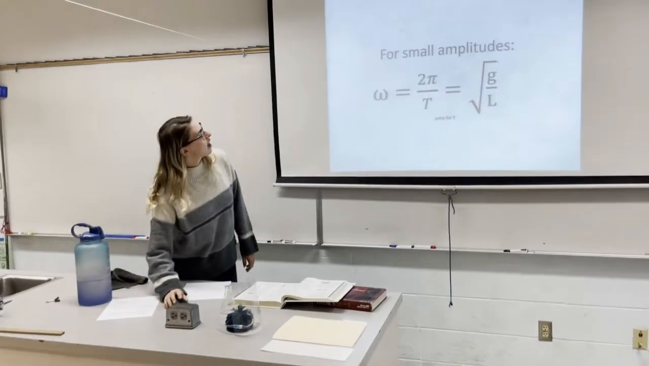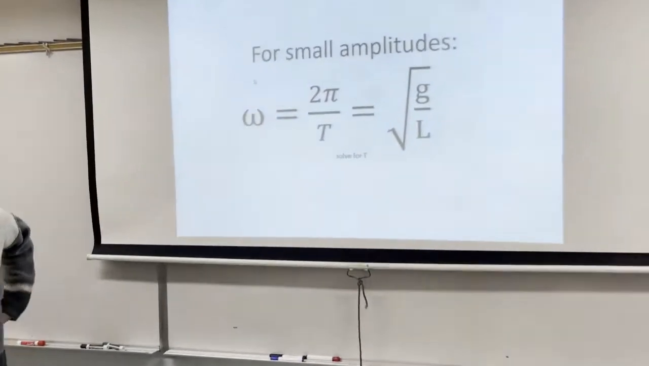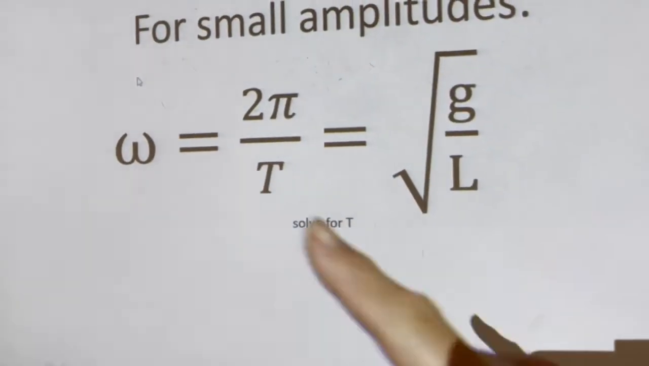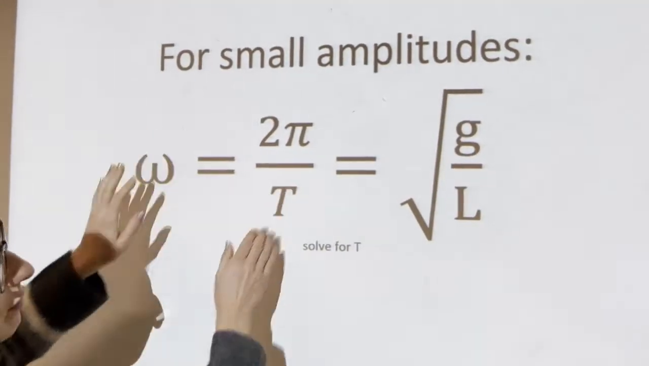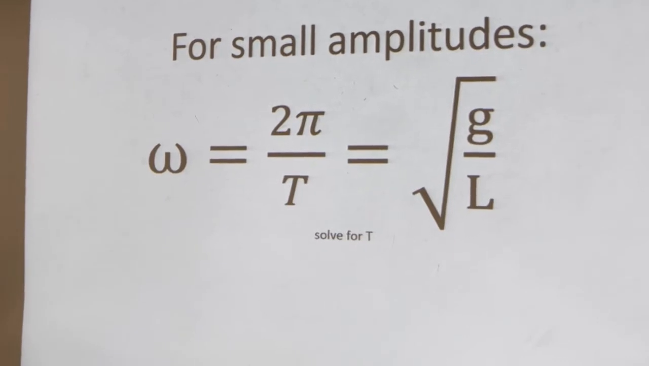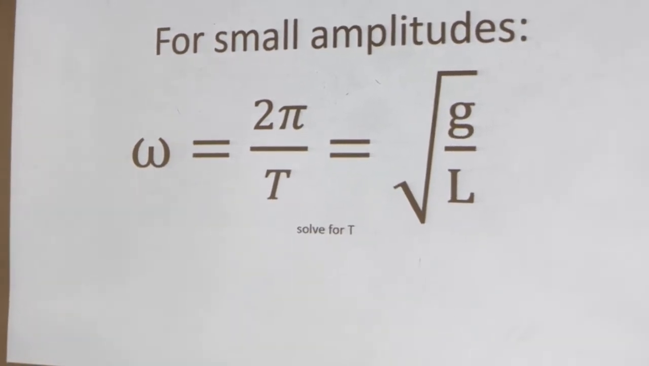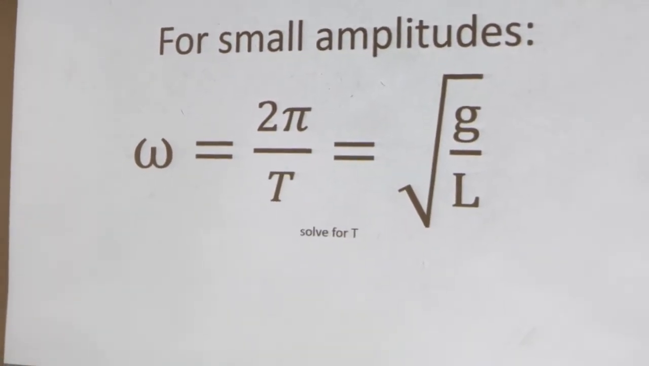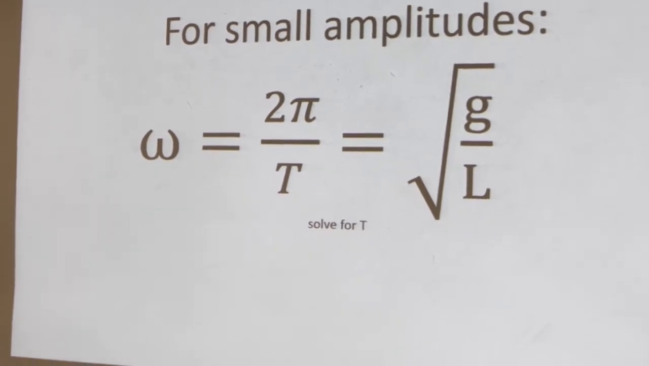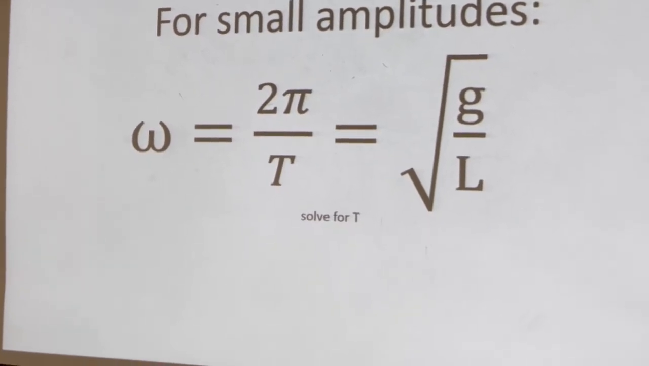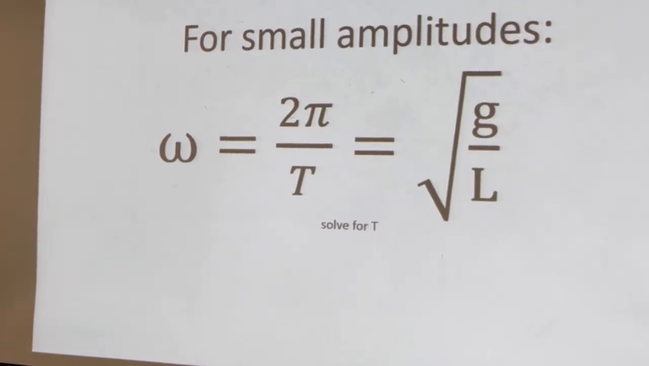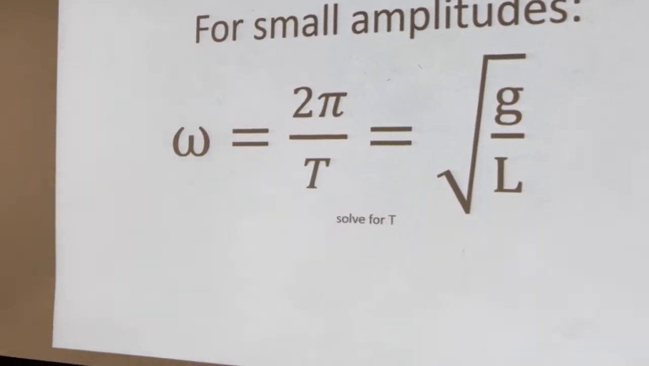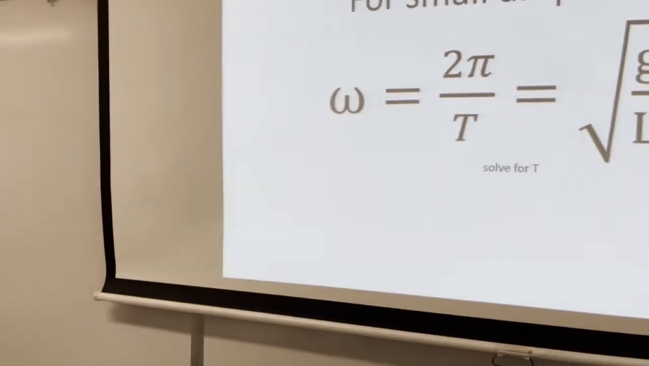Okay, so solve this equation for T, ignoring this part over here. You guys go ahead and Ms. Moore will show you what the answer is. So we got 2 pi over T equals the square root of gravity over the length. Now we're solving it for T.